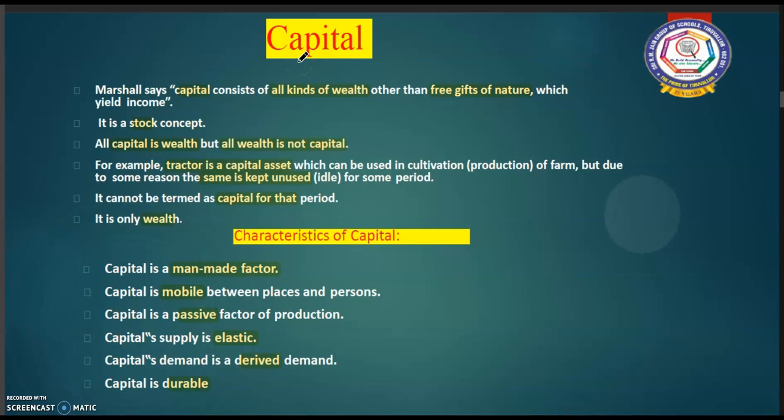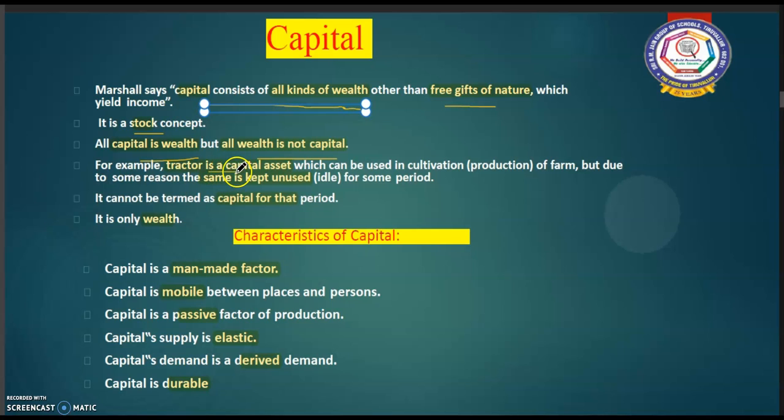They couldn't demand. Next, we are going to discuss capital. Marshall says that capital consists of all kinds of wealth, that is, free gifts of nature, and it is a stock concept also. Stock which we have. All capital is wealth, but all wealth is not capital. For example, if you are investing 10 lakhs, that is your wealth. But if you own a house for 50 lakhs or 1 crore, we couldn't consider that as capital. So all capital is wealth, but all wealth is not capital.